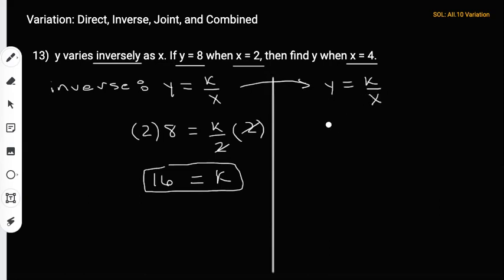So it tells us to find y. We don't know what y is. It tells us that x is going to be 4, so I'm going to let x be 4. But then we figured out what k is from the last half of the problem. K is 16, so I'm going to put 16 in the numerator. Now I have y equals 16 divided by 4, which is going to give me 4. And that's going to be our answer.